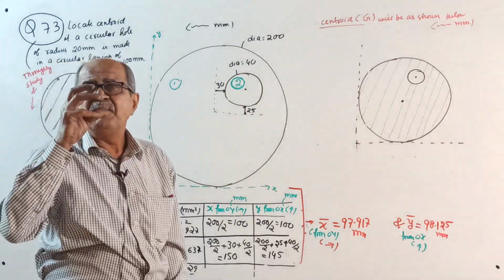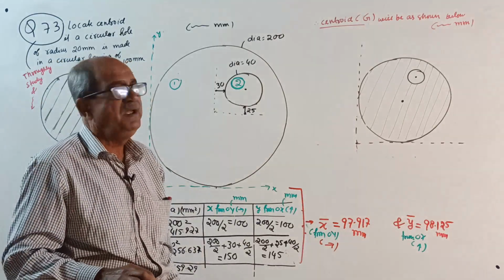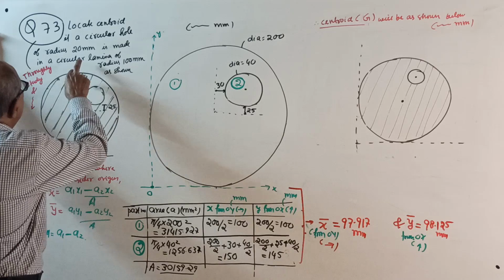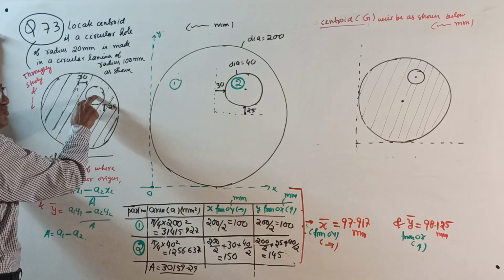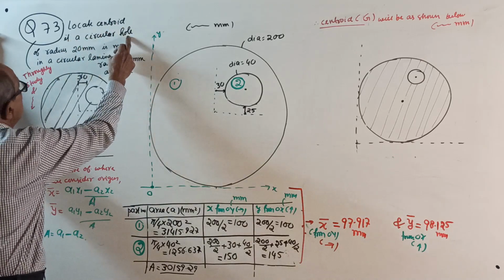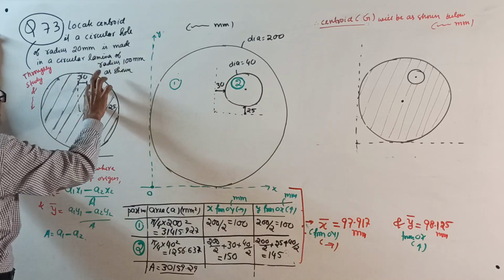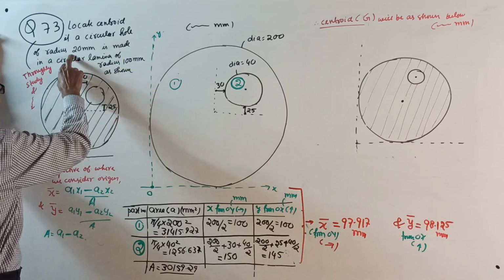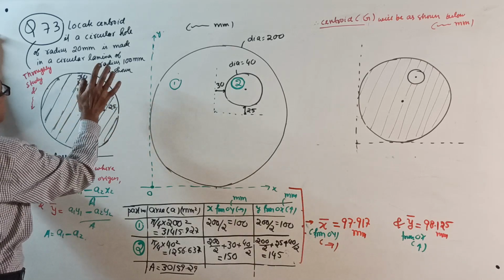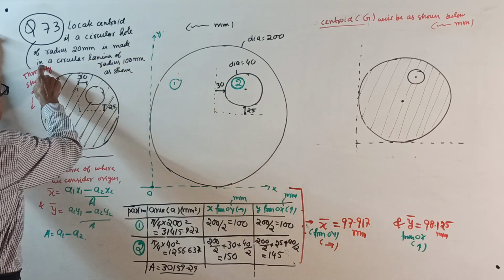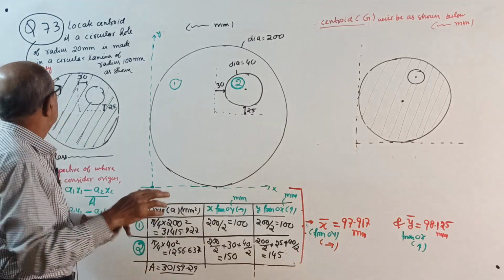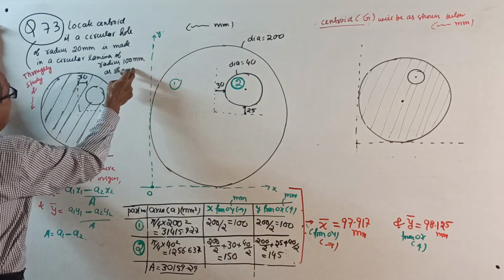From there, I am making a hole or a cutout. Hole means cutout of another circle of small diameter. In this question, the radius is 20 mm. This empty portion, the lamina. So, locate the centroid if a circular hole of radius 20 mm is made or cut out, or removed, whatever you want to write, in a circular lamina of radius 100.